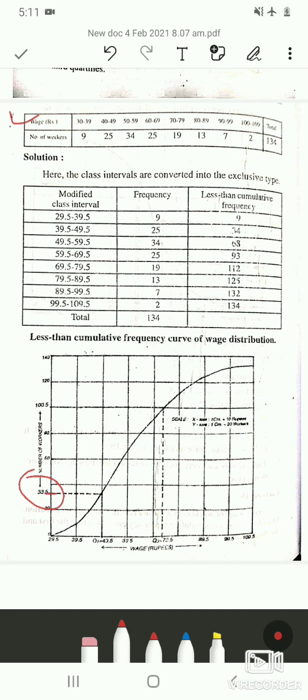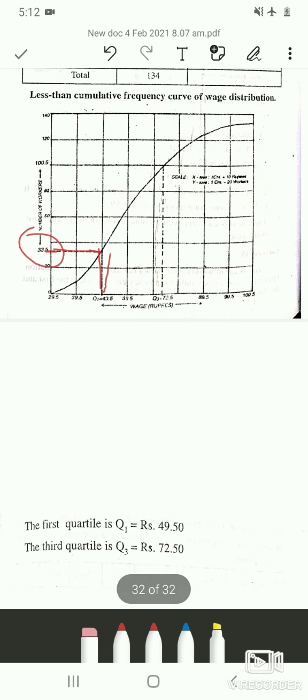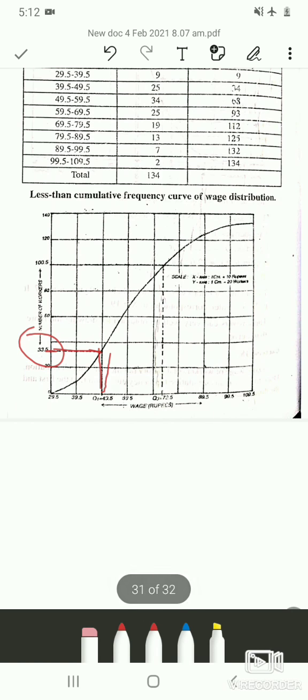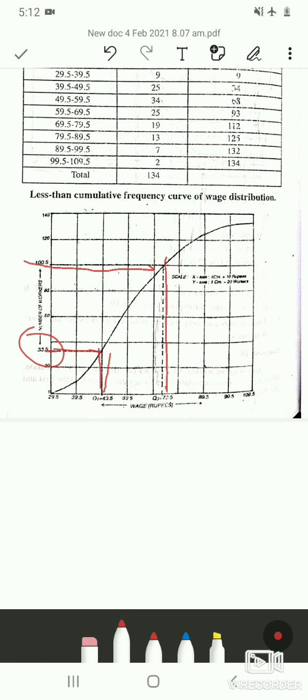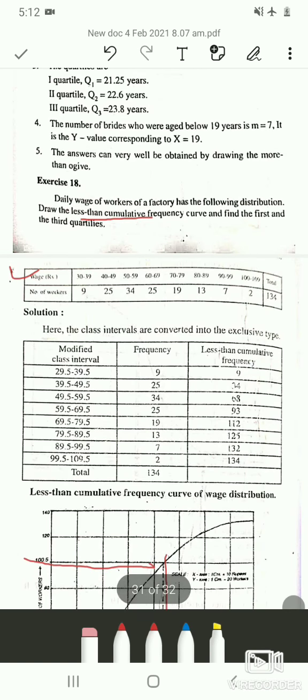Join this line till it touches the curve and draw a perpendicular line. So Q1 is 49.50, and similarly Q3 will be 134 into 3 divided by 4, which is 100.5, which is here. Draw till it touches the curve and draw a perpendicular line, which is 72.5 is the Q3.